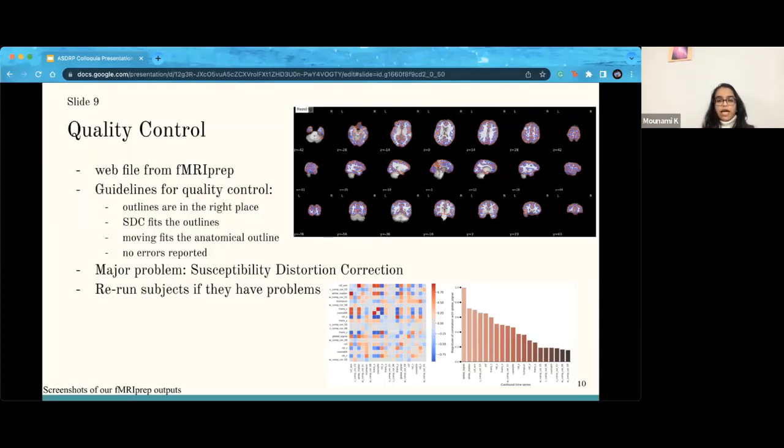next few slides. And so a major problem we encountered with several subjects was with susceptibility distortion correction, which essentially corrects the functional image to fit the anatomical outline. We found that the correction morphed the brain unnaturally in several patients, sometimes producing unnatural protrusions or just completely ignoring the border of the brain.